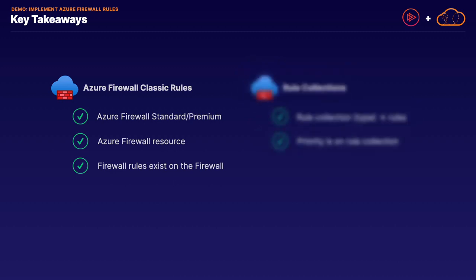Now, for our rule collections, remember, rule collections are based on the type, and the rule collection is where we set the priority. And inside of that rule collection will be multiple rules of the same rule type. Again, DNAT, network, and application rules. And the priority has to be on the collection. There is no priority for the rules. And so those rules are evaluated in order of DNAT, network, and then application rule collections. And the first matching rule terminates the traffic.